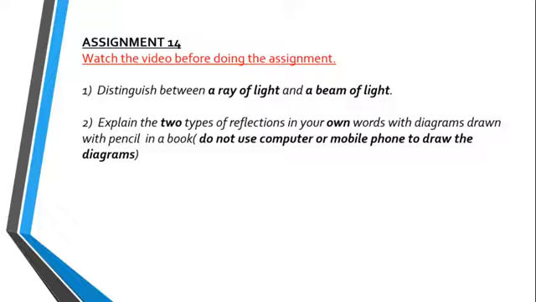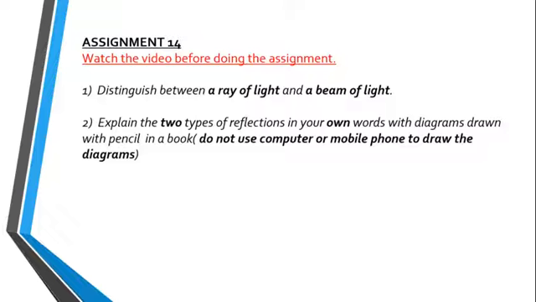Now I warn you that you should not use your phone or your computer to draw any diagram. Use your pencil and your exercise book to draw the diagram with your hand. Because in your exam, you are not going to use a laptop or computer or mobile phone to draw the diagram. So take note of that.